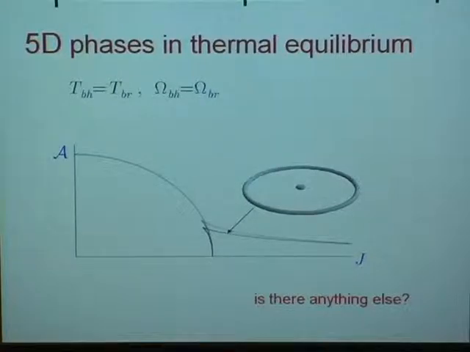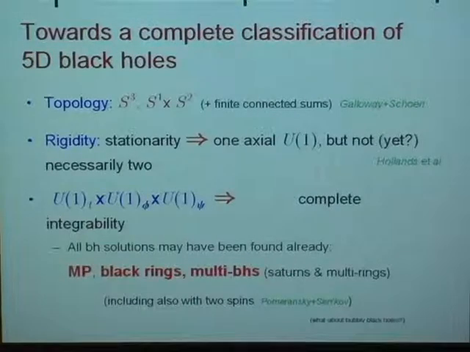Well, in this case, maybe yes, we still don't know, but I think we're approaching a complete classification of five-dimensional black holes. There's a theorem restricting the topology, proven recently by Galloway and Shen, which says that the only two topologies are these ones that we've already found. There's also a rigidity theorem.